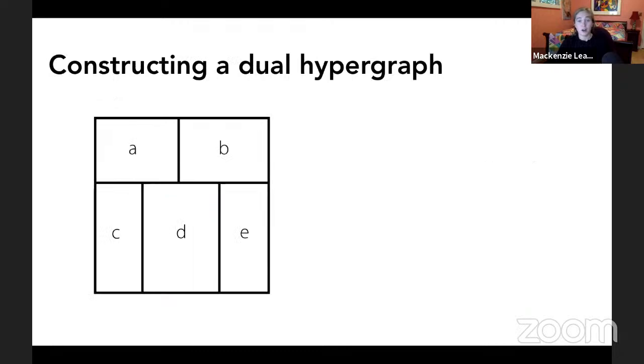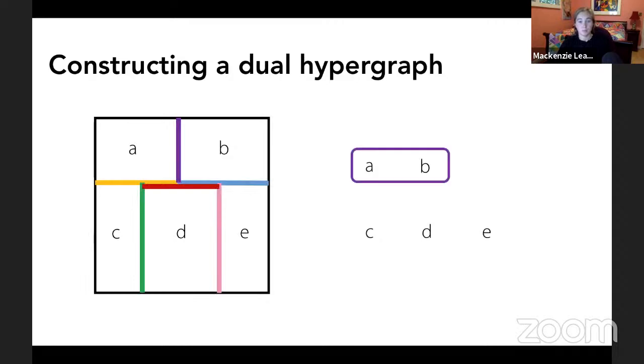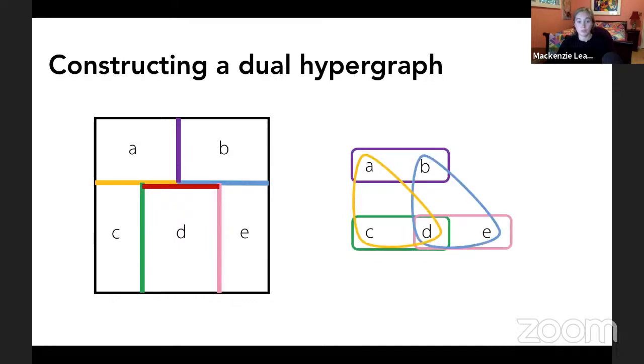Now let's look at a more complicated example of constructing a hypergraph. We start by adding all the faces as nodes and then identifying the seams. The purple seam forms the purple hyperedge, the green seam forms the green hyperedge, then pink, orange, blue, and finally red. Notice here that each hyperedge corresponds to a single face on one side, for example, the red hyperedge with face D.